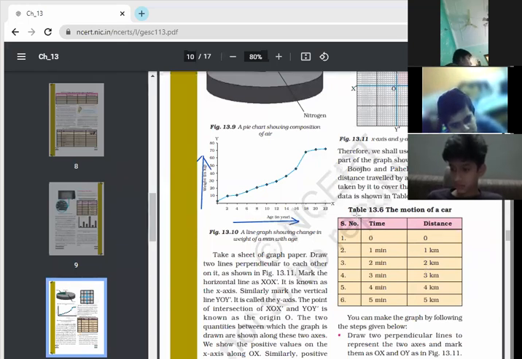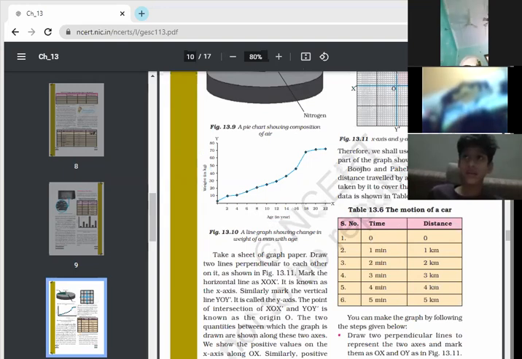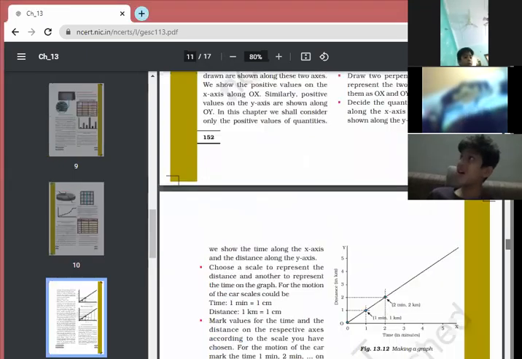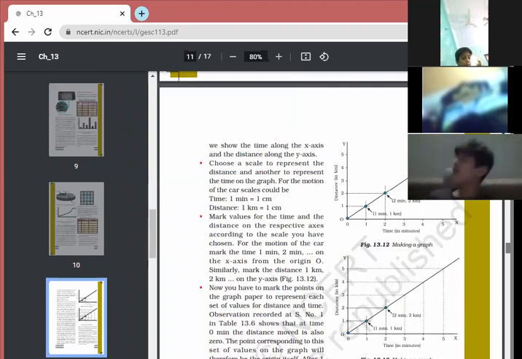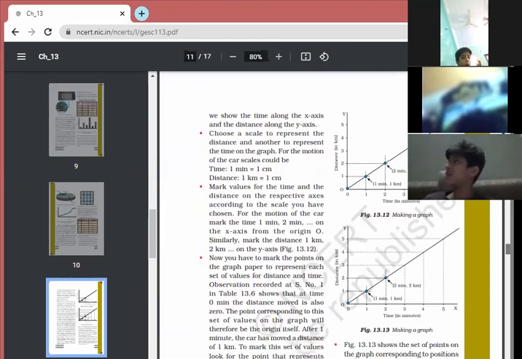Suppose I have given this table 13.6, the motion of a car. And the question is: draw the graph for it. Your question is, draw a distance-time graph between this data. Ma'am, we can write the distance on the x-axis and the time on the y-axis. Yes, time on the x-axis you can take, or distance on the y-axis. I want each one of you to draw a rough graph of it, so that we can say whether it is a curve or a straight line.